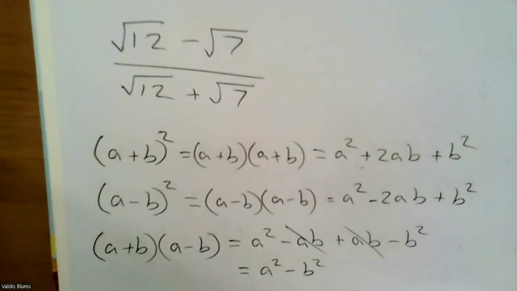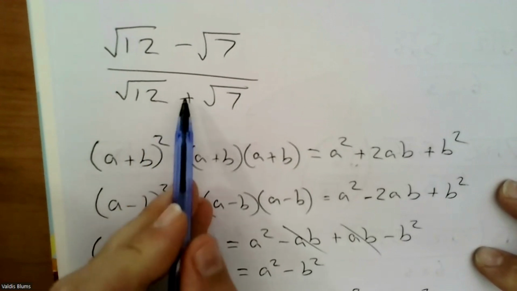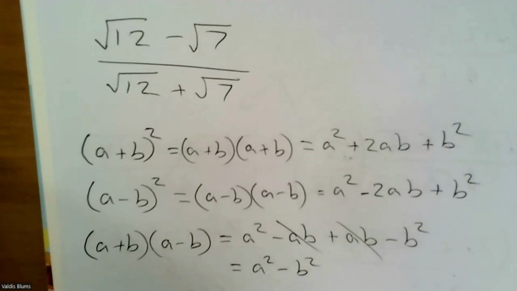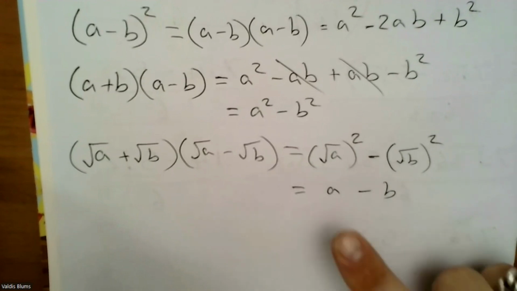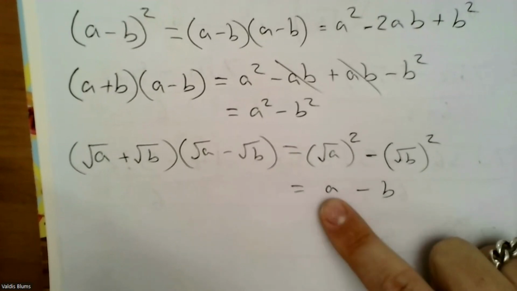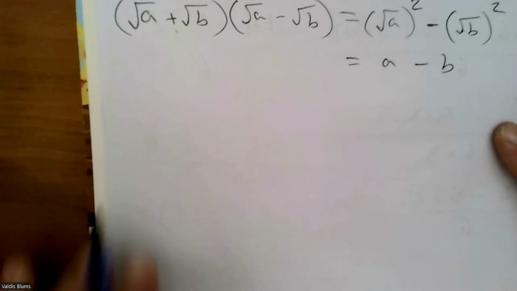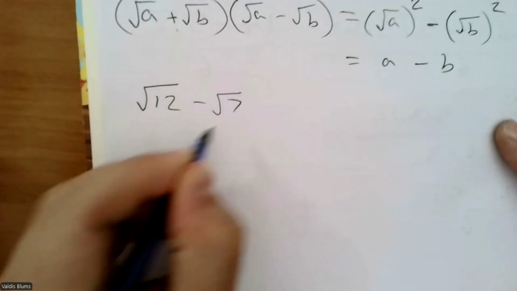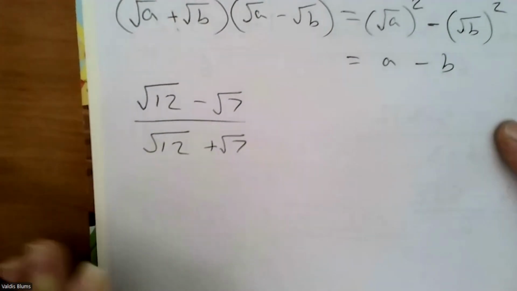So going back to this question here, when you have square root 12 plus square root 7, we're going to multiply that on the top and the bottom by its conjugate so that we only have the two original terms, but each original term is now squared. So each original term has lost its square root symbol. So I'll rewrite the question down here. So square root 12 minus square root 7 over square root 12 plus square root 7.